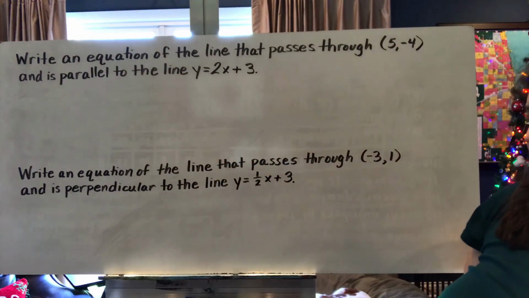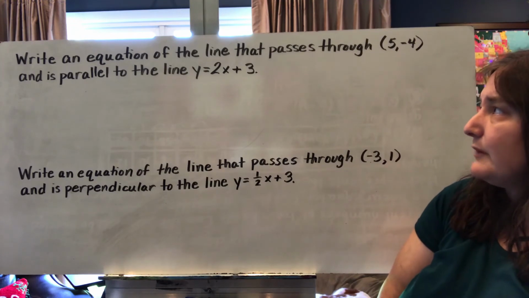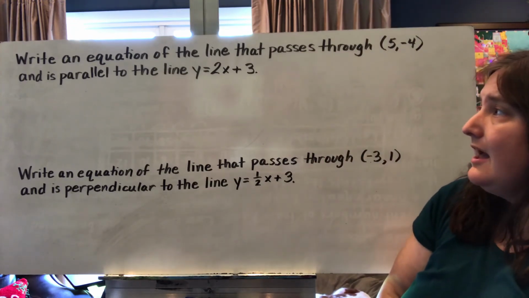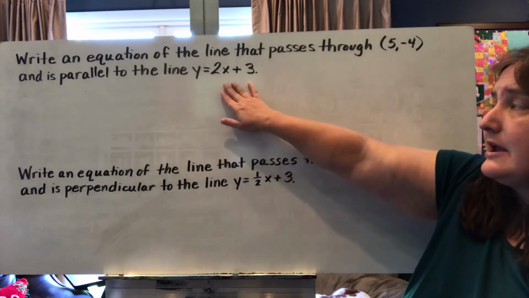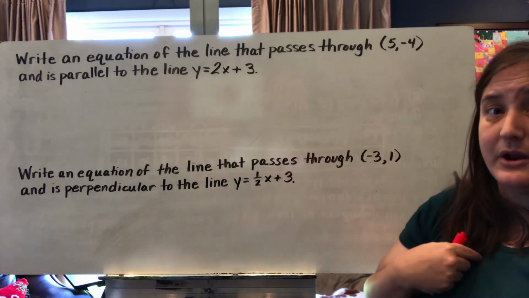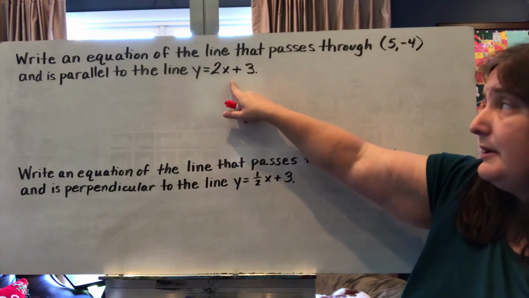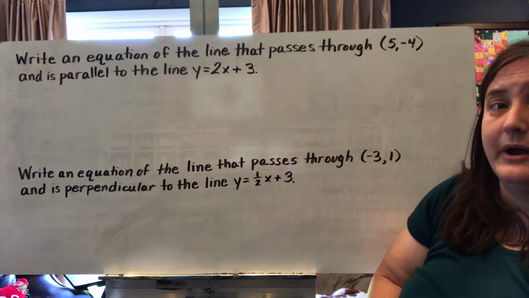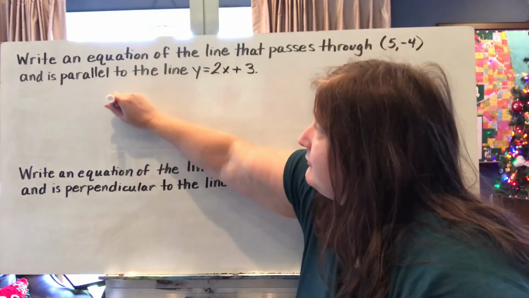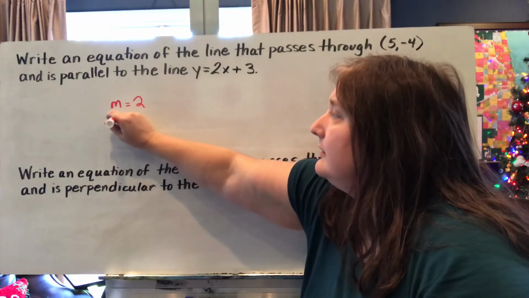All right, the last thing we're going to do is write some equations with the information given to us. So they want us to write the equation of a line that passes through the point 5 comma negative 4 and is parallel to the line y equals 2x plus 3. Well, since the line that I'm writing an equation for is going to be parallel to this one, they're going to have the same slope. And the slope here is 2. So I know that my line that I'm writing an equation for has to have a slope of 2, and it goes through the point 5 comma negative 4.